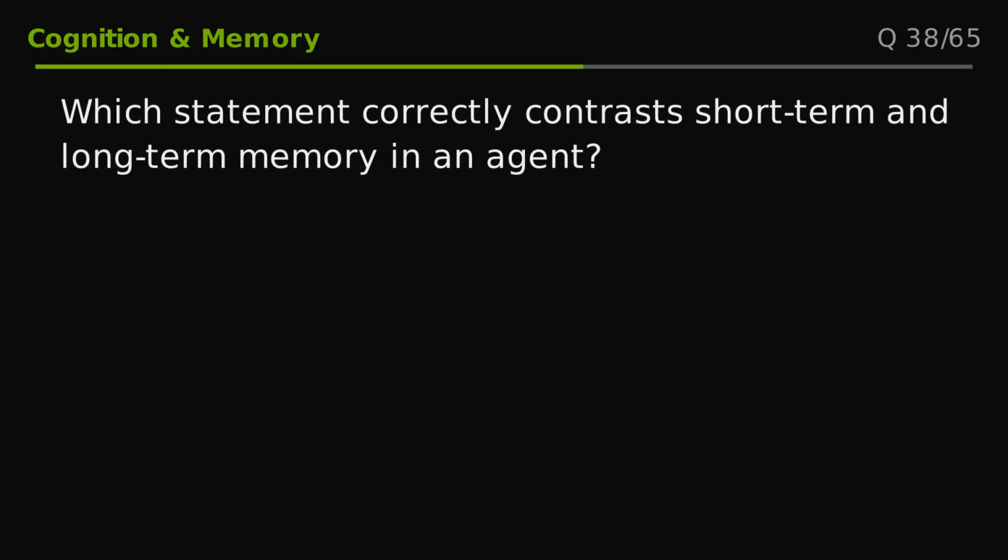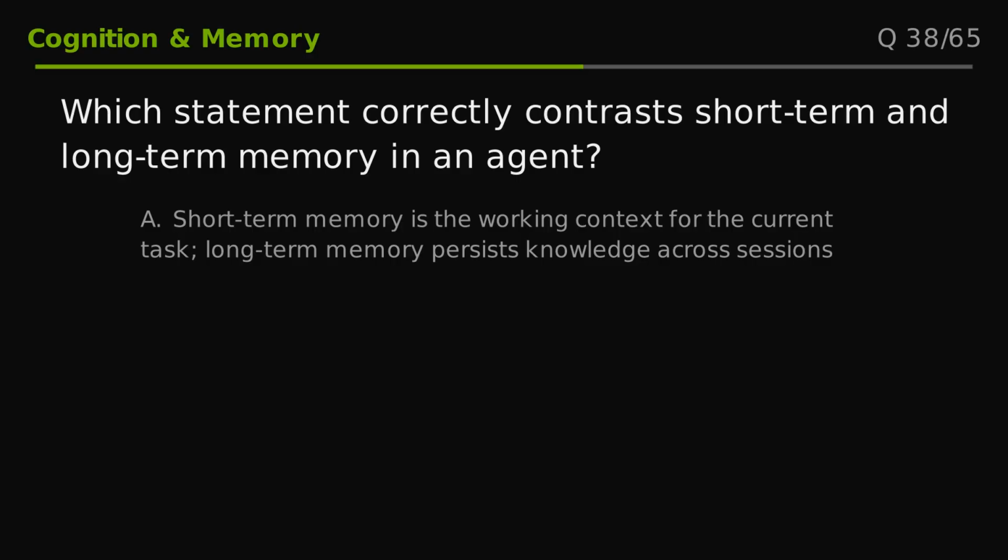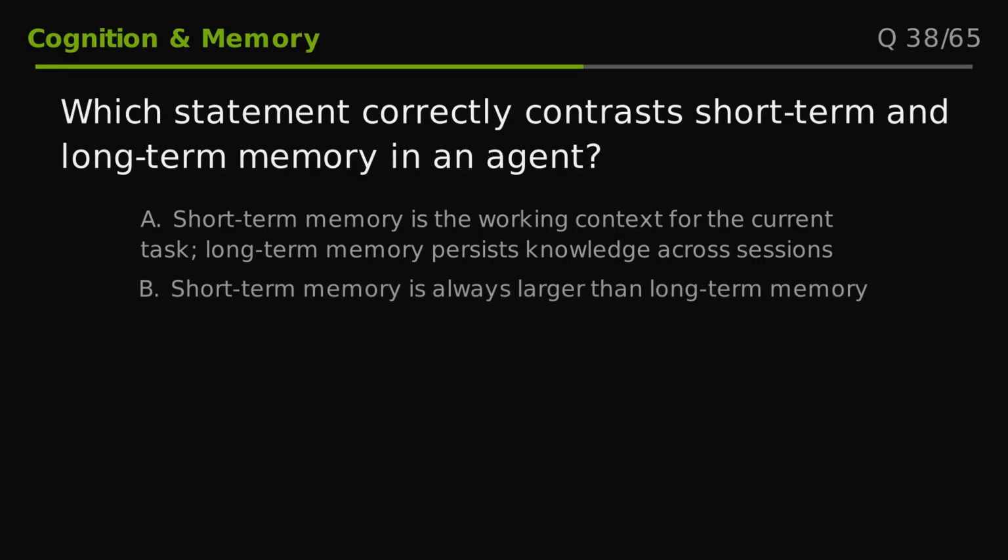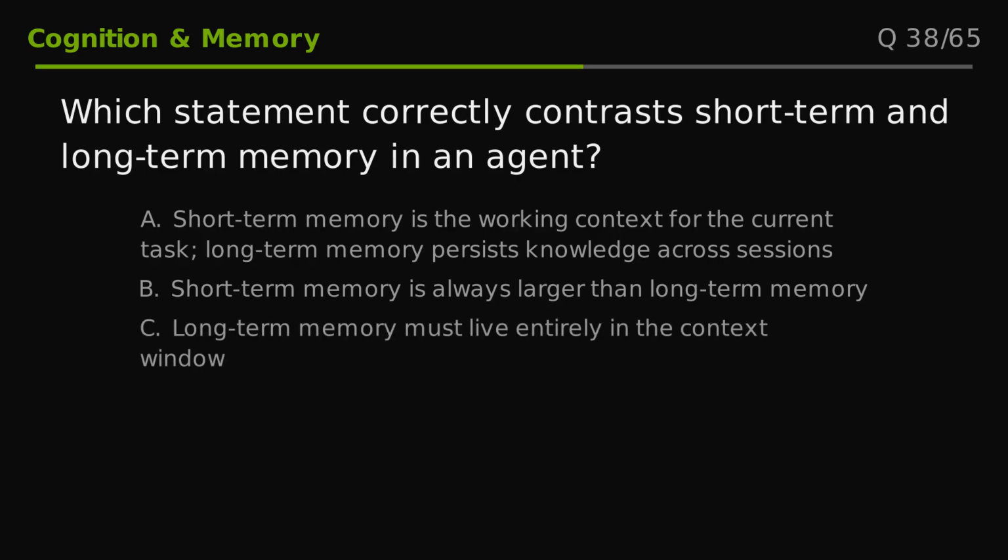Question 38. Which statement correctly contrasts short-term and long-term memory in an agent? Option A. Short-term memory is the working context for the current task. Long-term memory persists knowledge across sessions. Option B. Short-term memory is always larger than long-term memory. Option C. Long-term memory must live entirely in the context window. Option D. They are the same thing with different names.